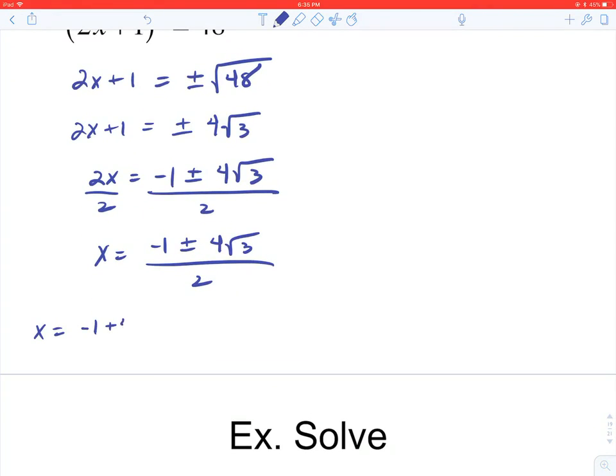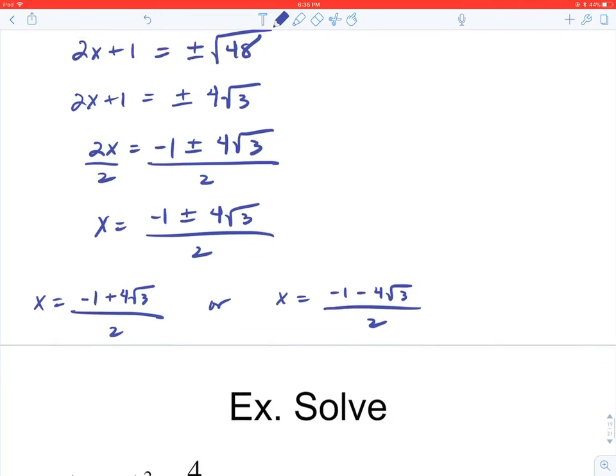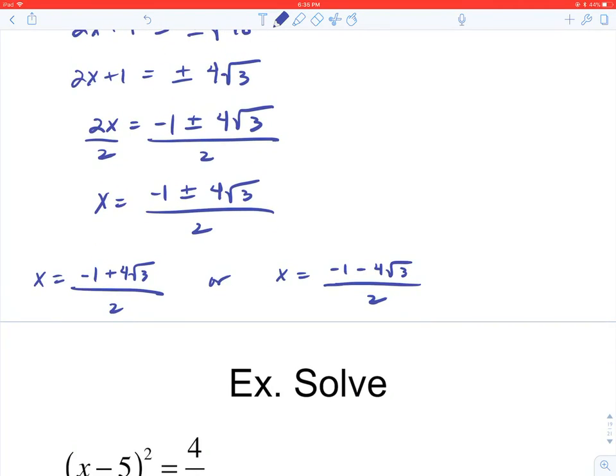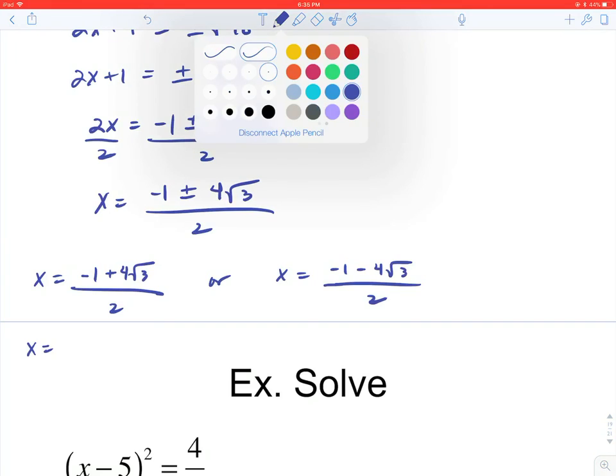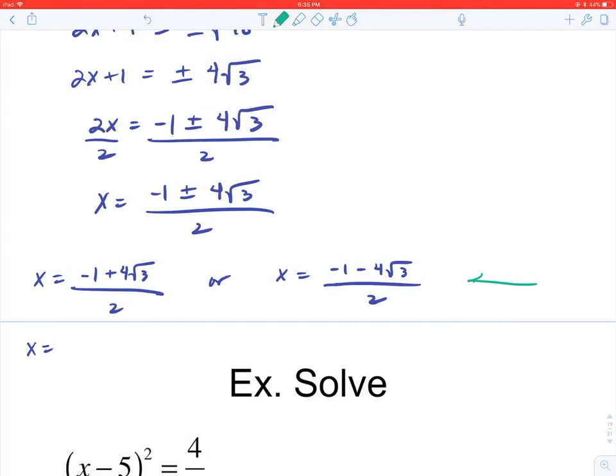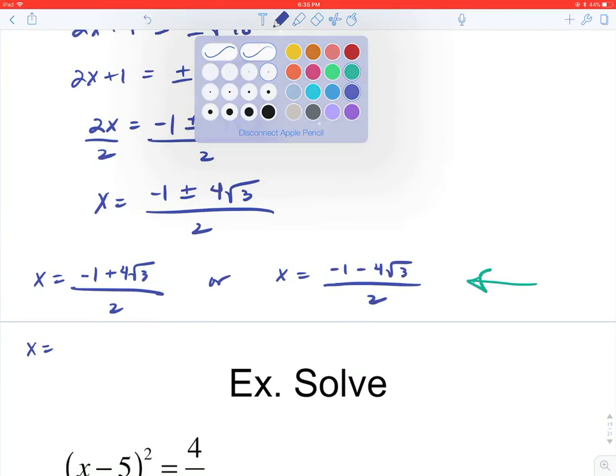So when we separate our solutions, we'll have x is equal to negative 1 plus 4 root 3 over 2, or x is equal to negative 1 minus 4 root 3 over 2. And if you wanted to split up into 2 fractions, that's also okay. I'm okay with you guys leaving your answer here.